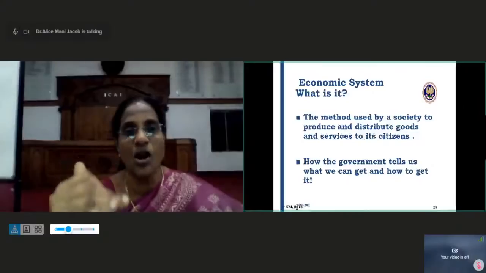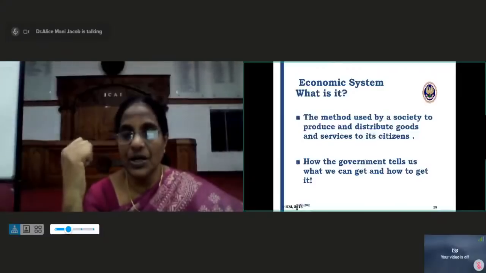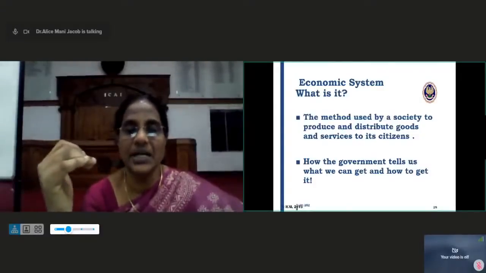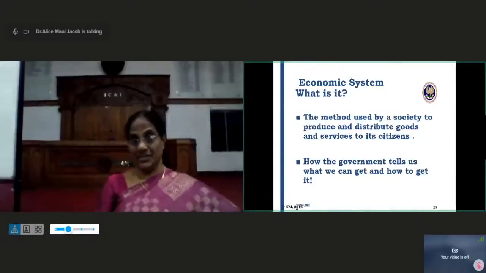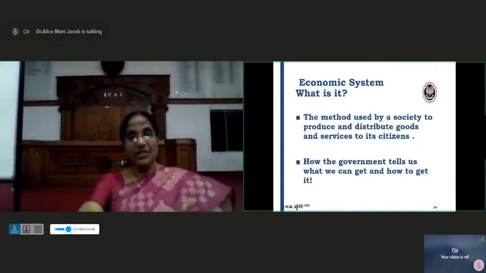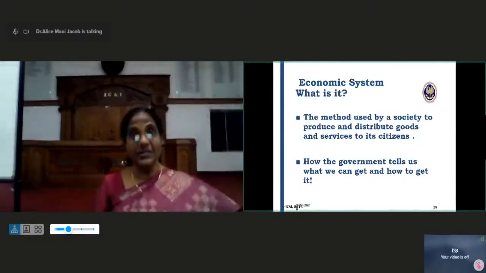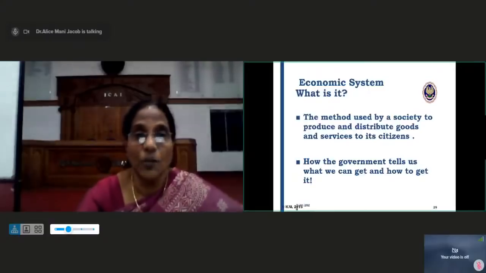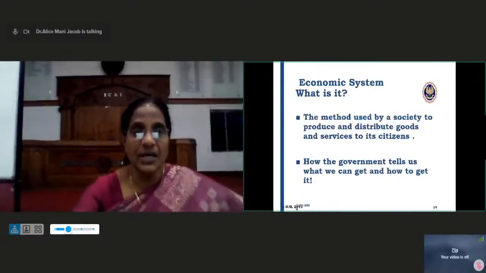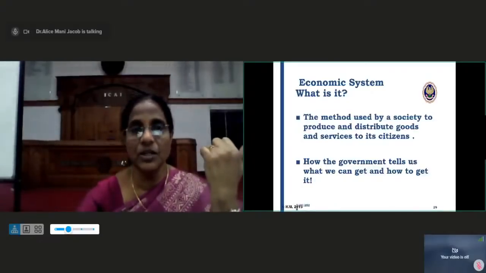The system that an economy follows to solve their basic economic problems. That is the method used by a society to produce and distribute goods with the scarce resources. And what is the role of government? Is the government just watching, or is the government actively involved? Or is it the entire government that is making all decisions? Right? And that is economic system. The method by which the society decides using its scarce resources. Which method will you use?